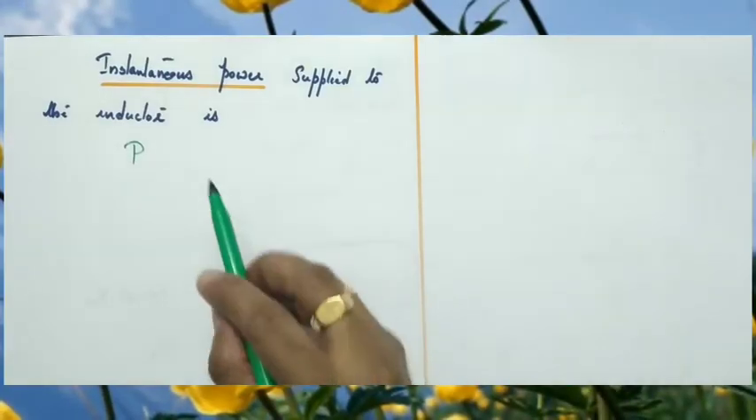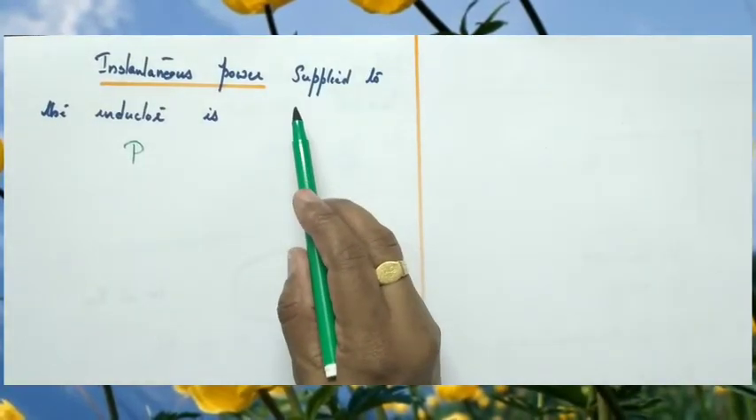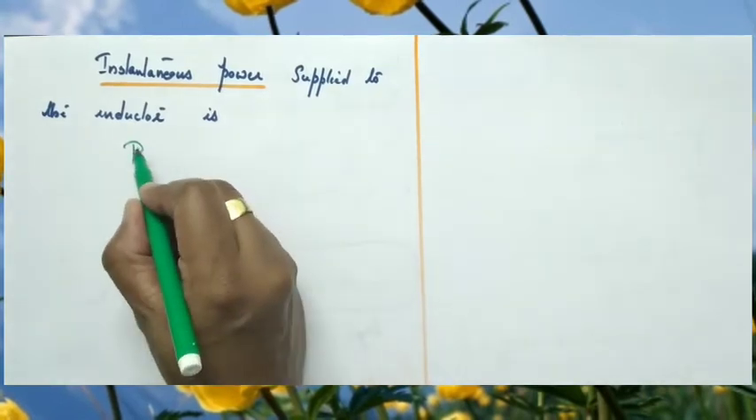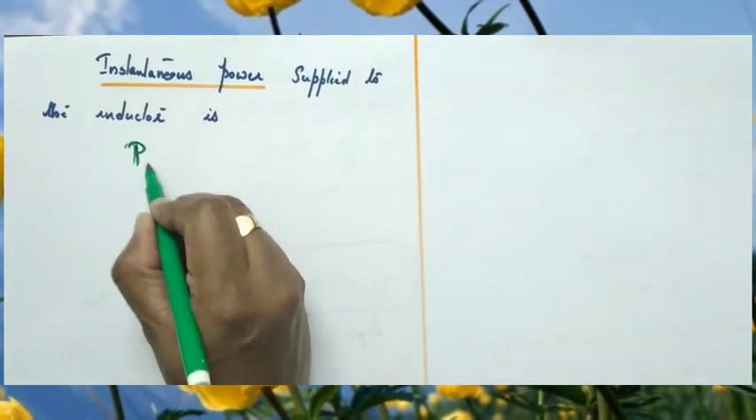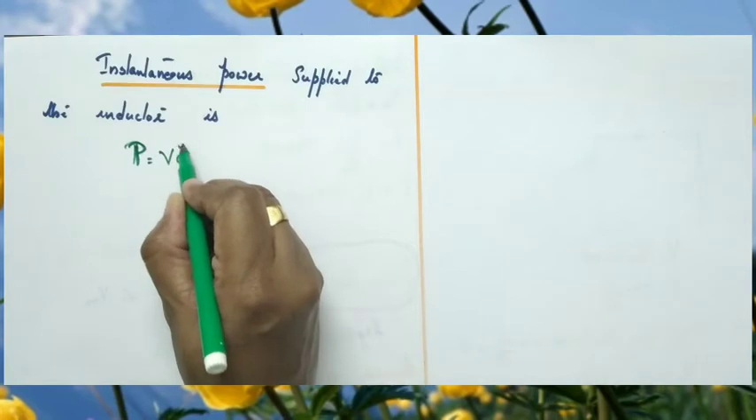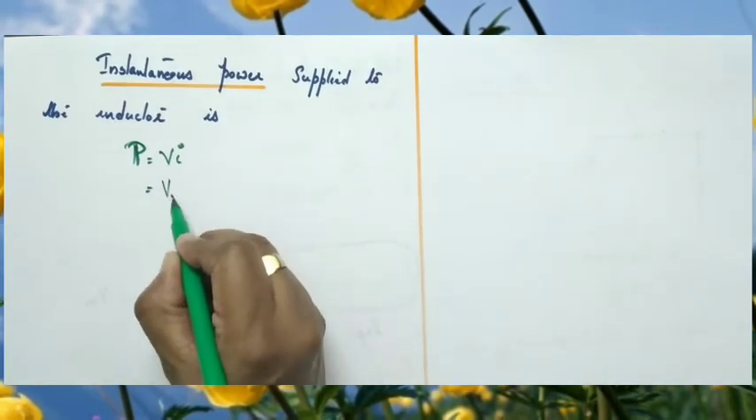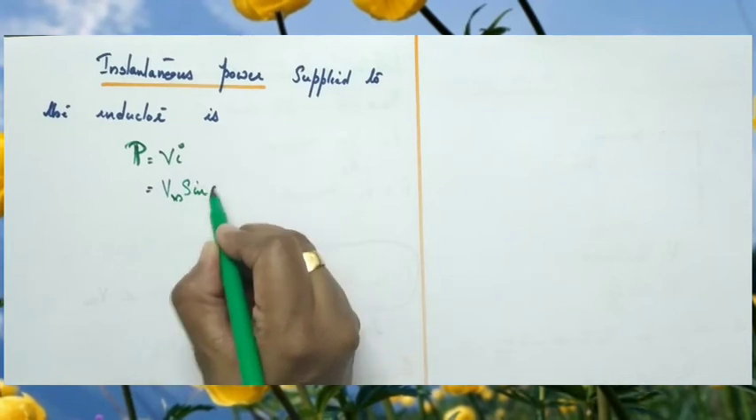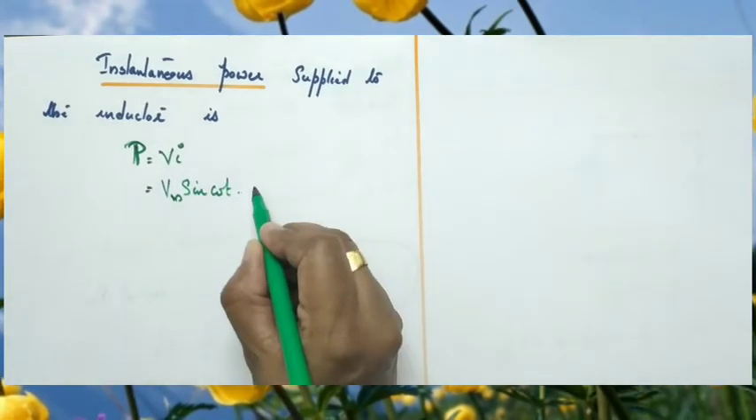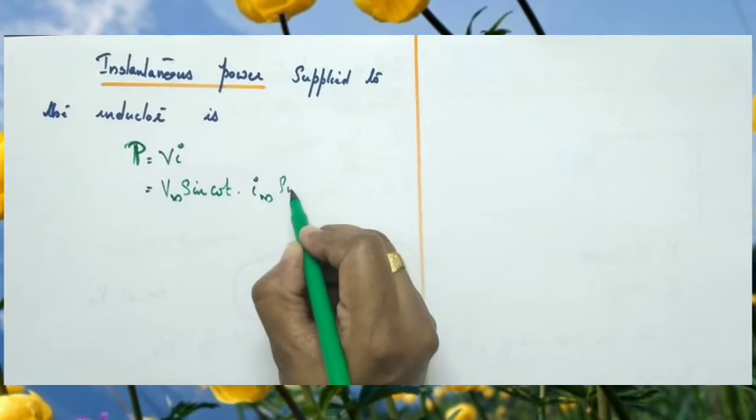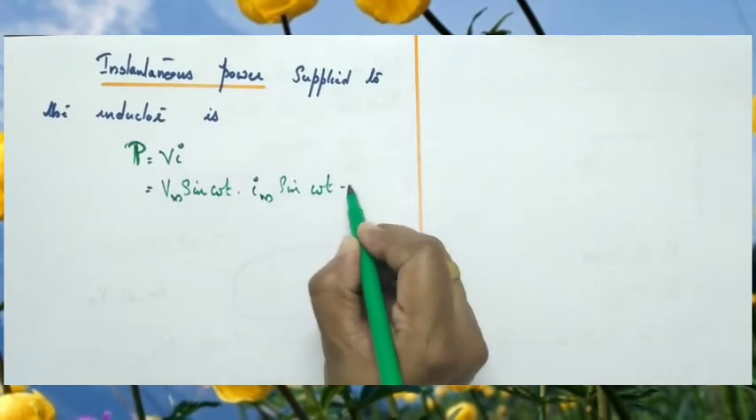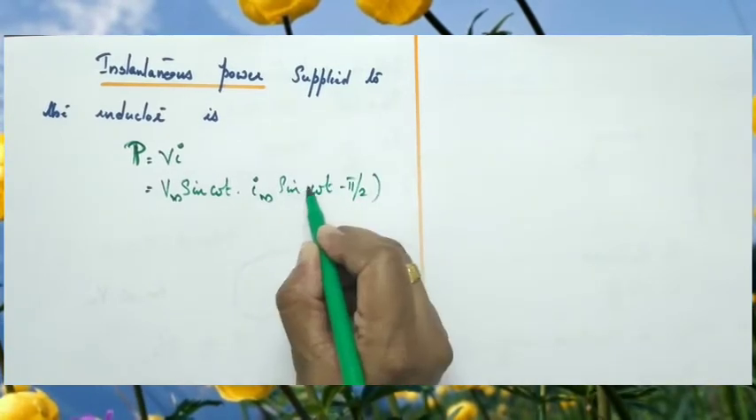Now we can derive the formula for instantaneous power supplied to the inductor. Power P equals, what is the formula for power? Power equals voltage into current, isn't it? What is the value of voltage? AC voltage is Vm sin omega T, and here the current is given by Im sin(omega T minus pi by 2).